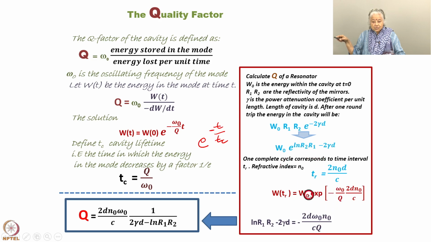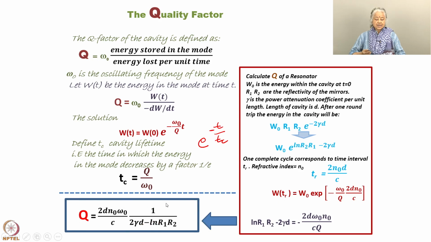Within this, W and W0 are here. Now, suppose you equate this part of the formula with this part of the formula. So, you have ln of R1 R2 minus 2 gamma d is equal to 2d omega 0 N0 by CQ. And from here, this is the final formula for Q.